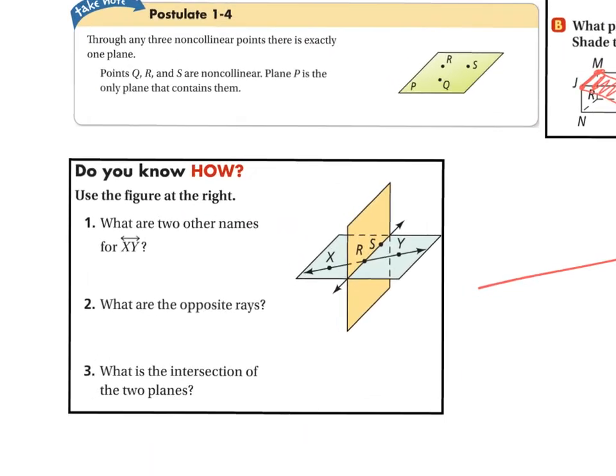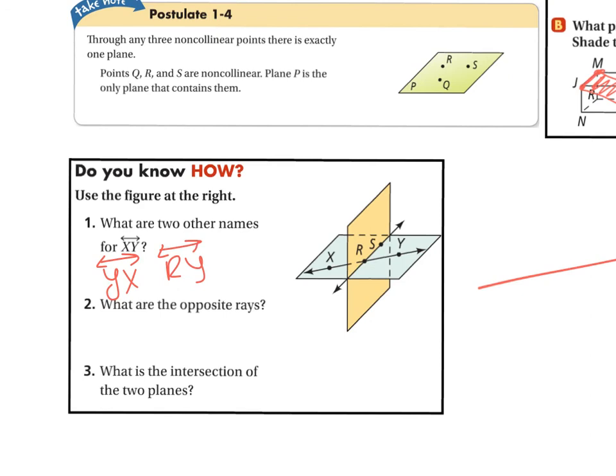Alright, last part. What are the two names for XY, the line XY? Or what are two other ones? If you want to pause the video and try this on your own, try it. So you could say YX. Or it looks like there's an R in between them, so you could say RY. That's another way. You could say YR.